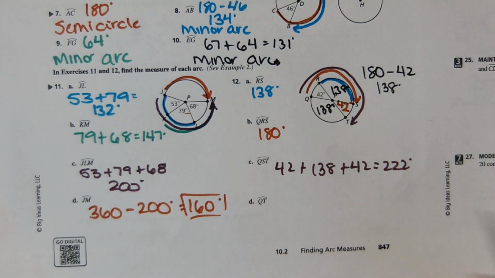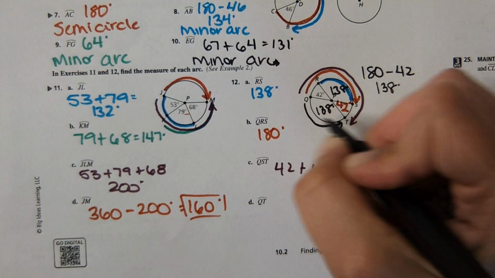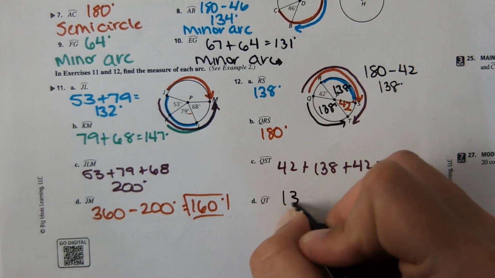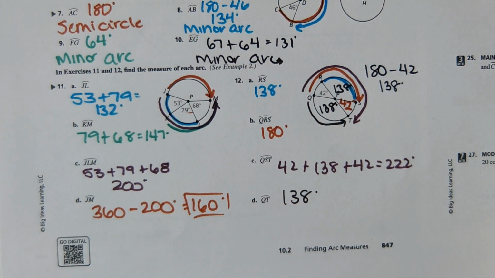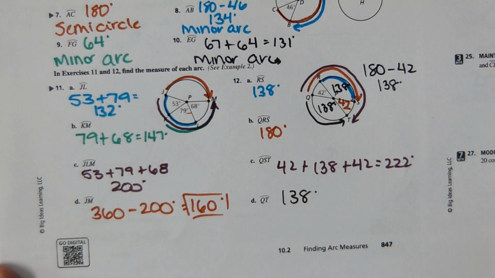And last but not least, QT, always go the shortest route. Q to T is just 138 degrees. Okay, on the next page, we're just going to do one more problem.